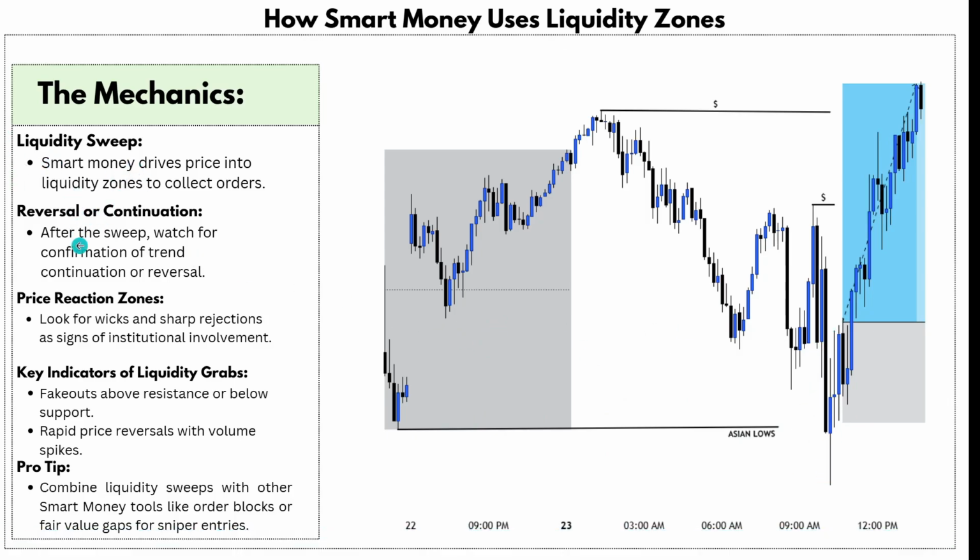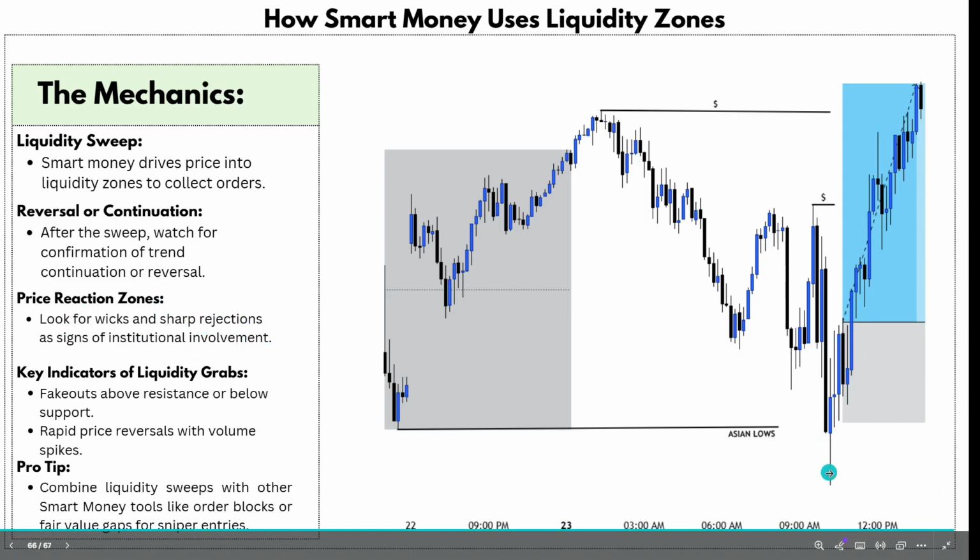Then we have our reversal or our continuation. After the sweep, watch for confirmation of trend continuations or reversals. As you can see right here, after price gave us our liquidity sweep, price then gave us our reversal before extending and rallying higher. And then the third is to look for price reaction zones. Look for wicks and sharp rejections as signs of institutional involvement.